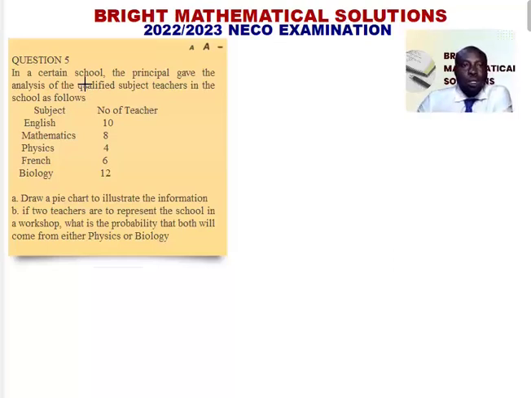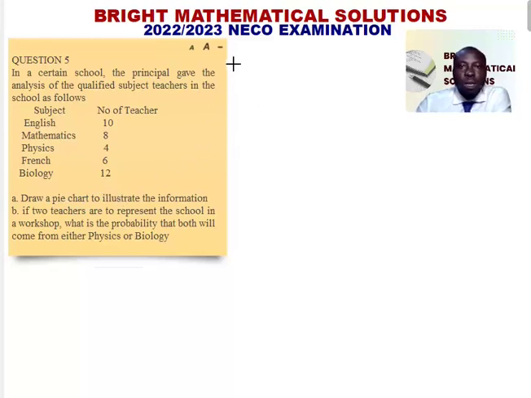Hello, this is question 5 of the 2022-2023 NECO examination, and it says: in a certain school the principal gave the analysis of the qualified subject teachers in the school as follows. English, 10; mathematics, 8; physics, 4; French, 6; and biology, 12. The first question is: draw a pie chart to illustrate the information.